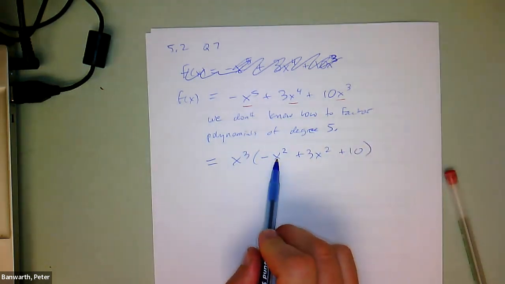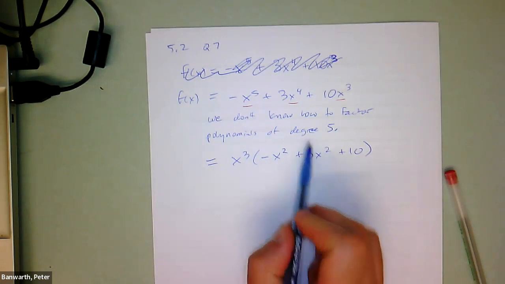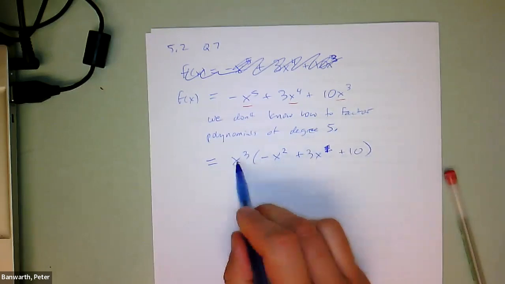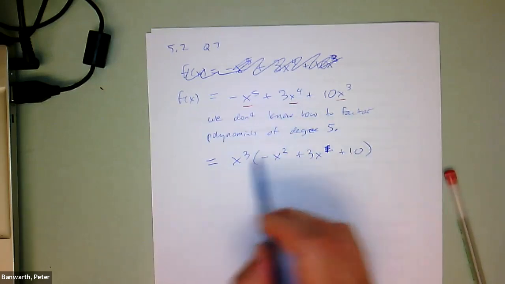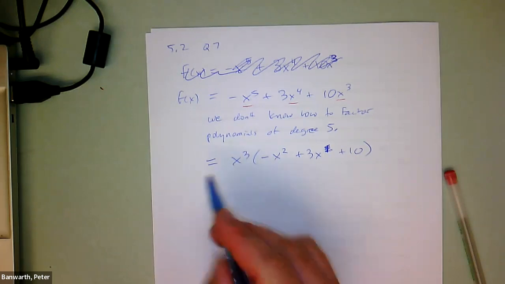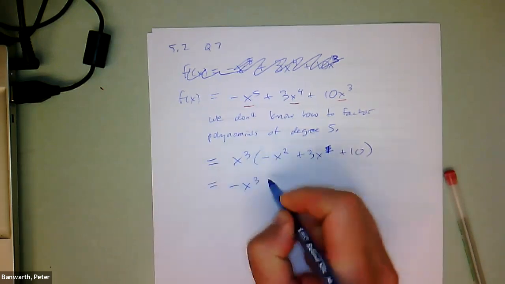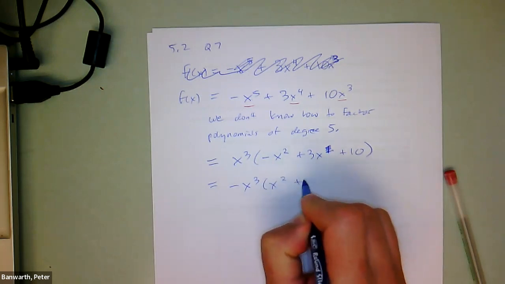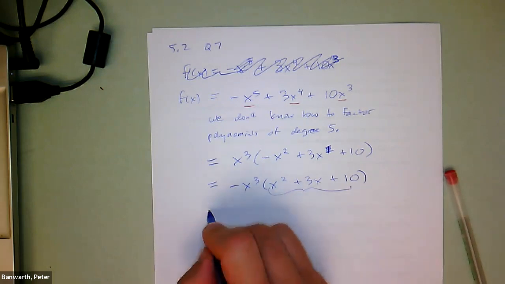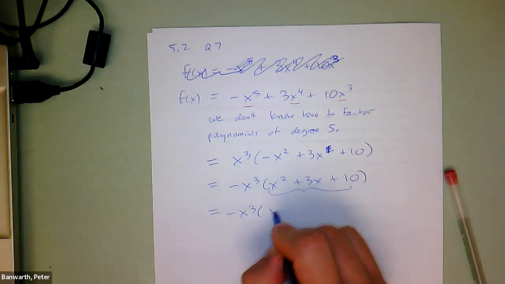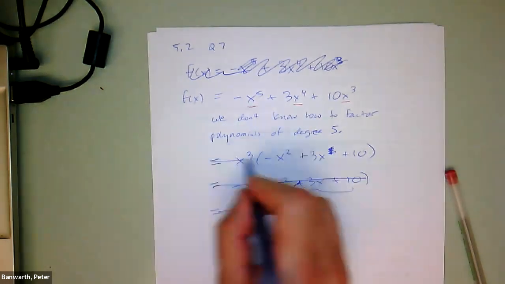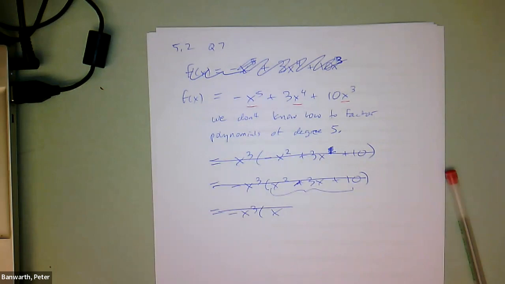x cubed times x squared is x to the 5th. x cubed times x is x to the 4th, and x cubed times 10 is 10x cubed. And then I'm also going to pull that negative out because I want my leading coefficient in front of everything. And I do know how to factor a quadratic. I'm going to have to start over because I made an error. So let's try this again.